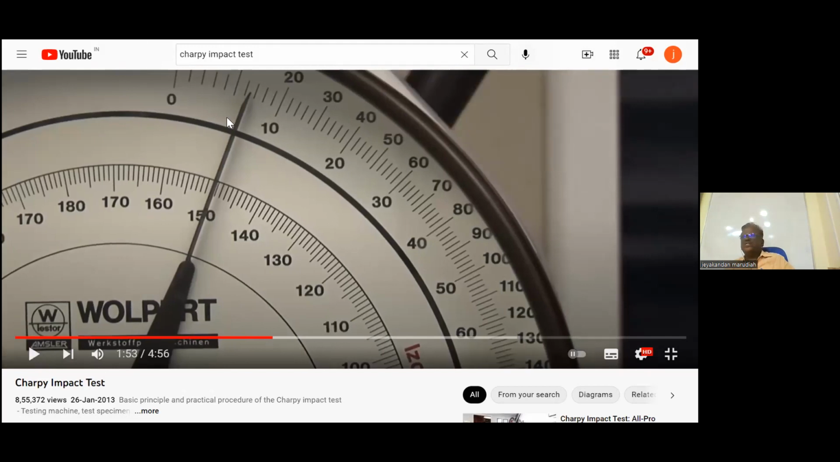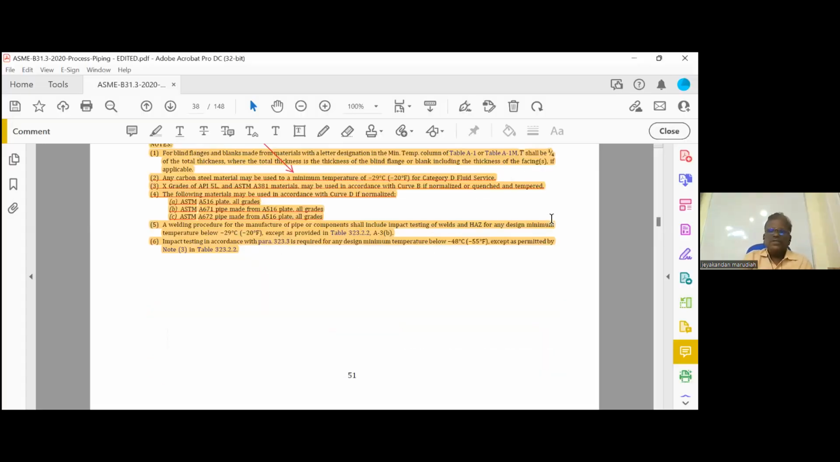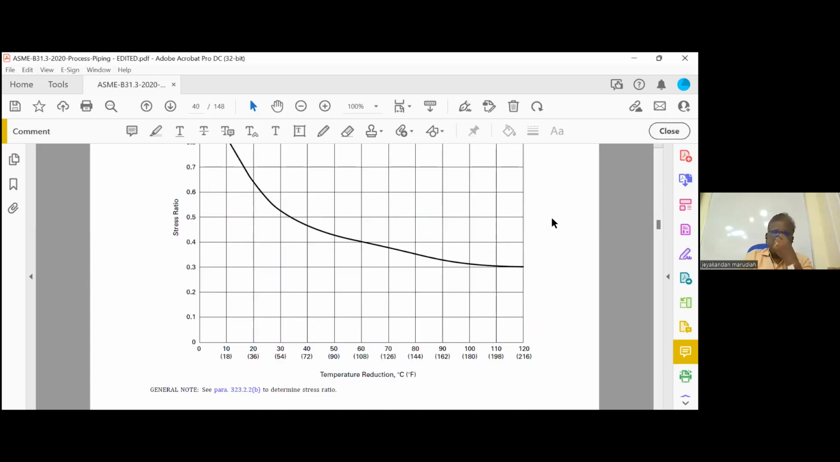So it is joules here, but joules is an SI unit. We will use foot-pounds here. Okay, that much only. The others are not important. So what should be the value you should get? So please go to the page number.